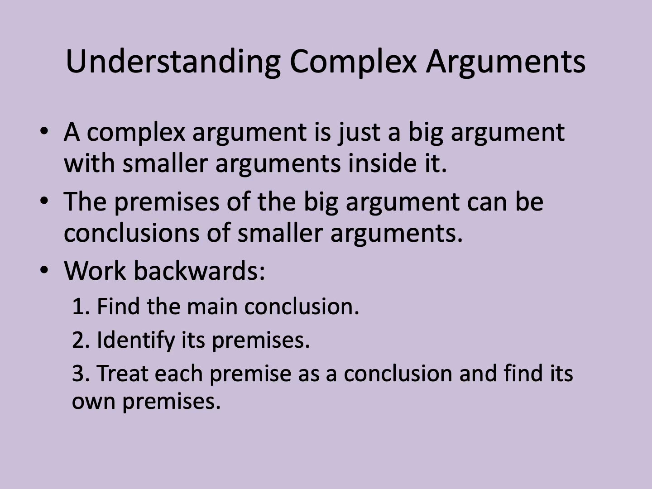Complex arguments can seem intimidating at first, but they're easier to understand if we think of them as a big argument made up of smaller ones. The premises of the main argument in a complex argument are usually themselves the conclusions of other smaller arguments. This means you can work backwards. First, find the main conclusion, then identify its premises. Next, for each premise, imagine it as a conclusion to its own smaller argument or mini-argument, and look for the premises that support it. This way, you're breaking the bigger argument into smaller, more easily manageable pieces.